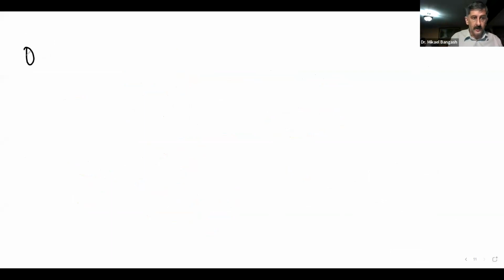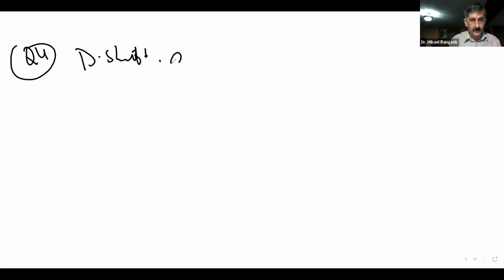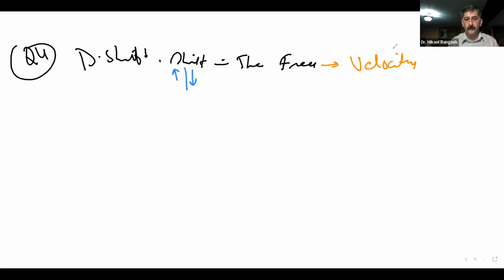Okay, ladies, let's look at question number 4. Doppler shift produces information about what? Doppler shift is a shift in the frequency. And what we mean by shift is that it could either increase or decrease. But that shift in frequency is going to indicate the velocity.